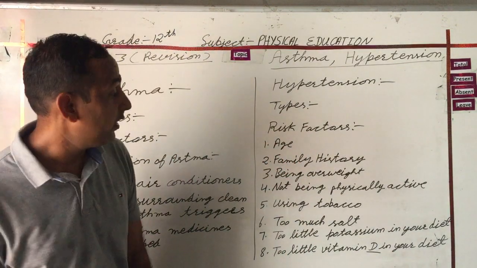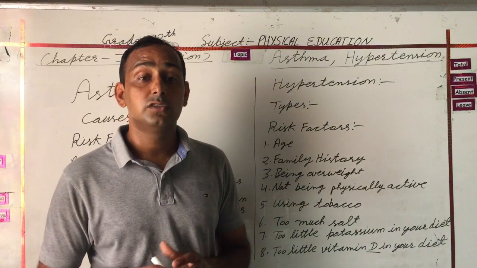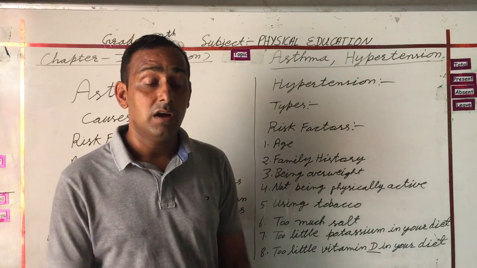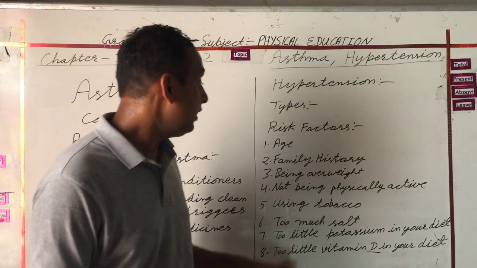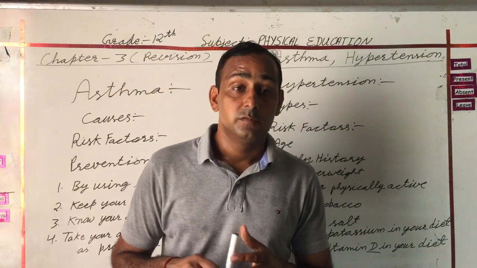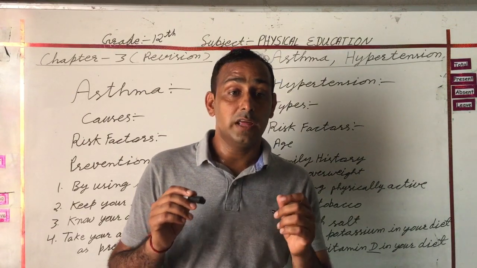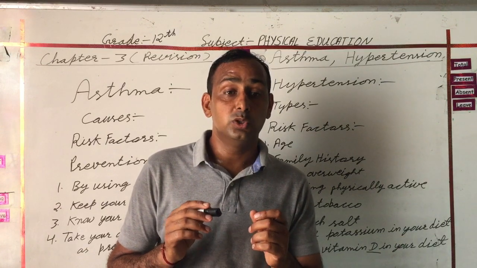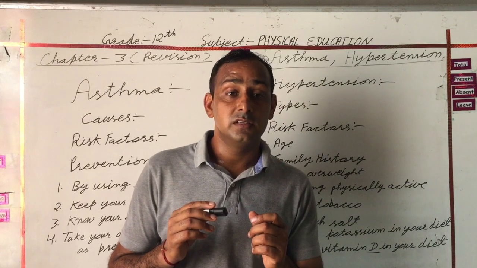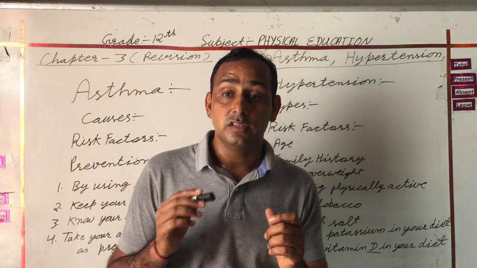After this, the next point is family history. High blood pressure tends to run in families. Next is being overweight, which means obesity. The more you weigh, the more blood you need to supply oxygen and nutrition to your tissues. As the volume of blood circulated through your blood vessels increases, so does the pressure on your artery walls.